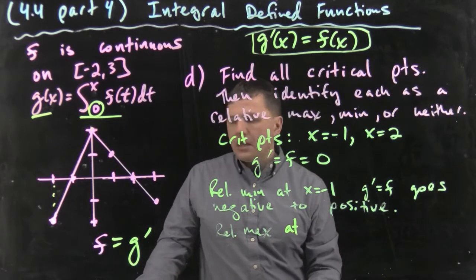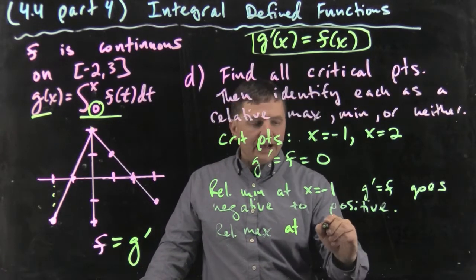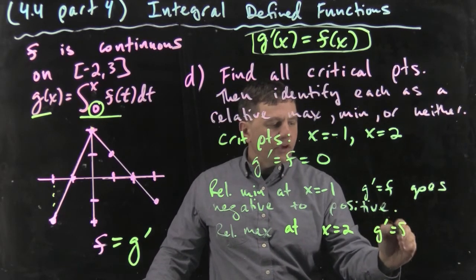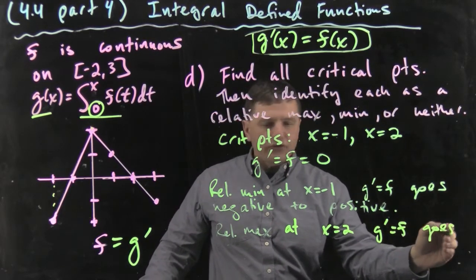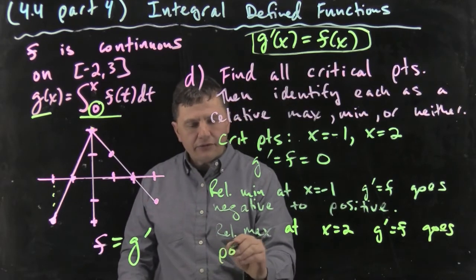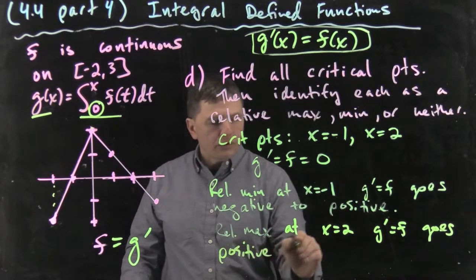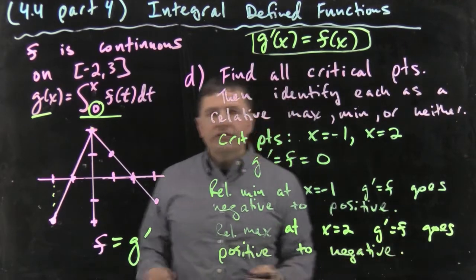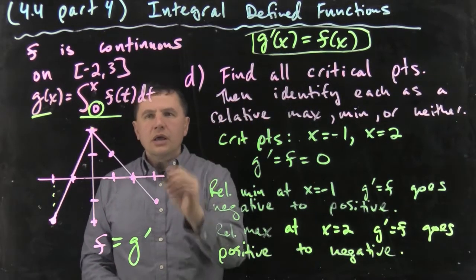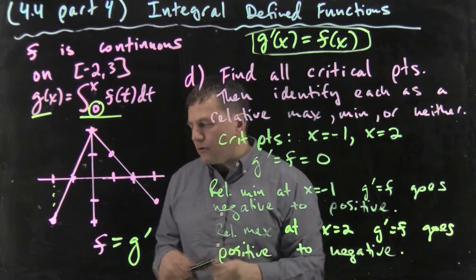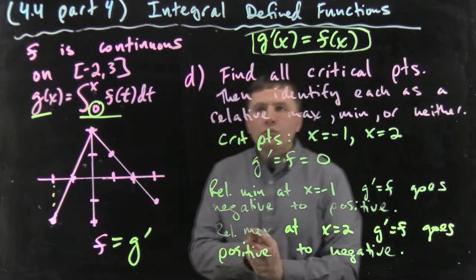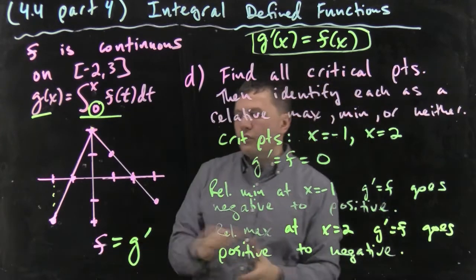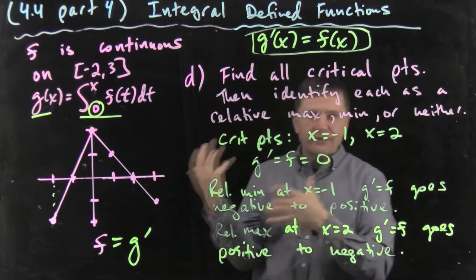So relative max at x equals 2, and that is because g prime, which is equal to f, goes positive to negative. And of course, we don't have this here, but if we see a critical point where it doesn't change sign, that would be neither. Okay, so really, B through D so far is review for when we're given a derivative function and asked about the original function.